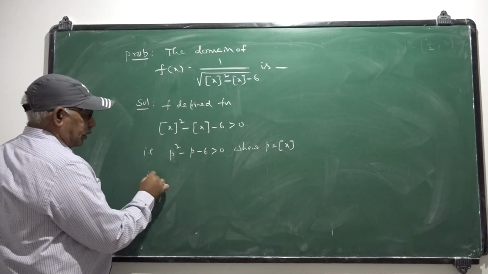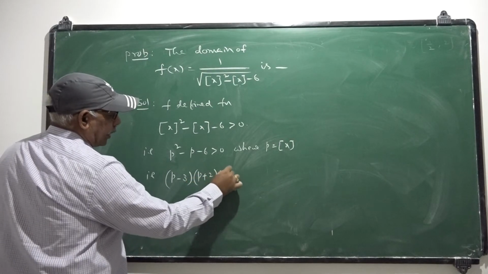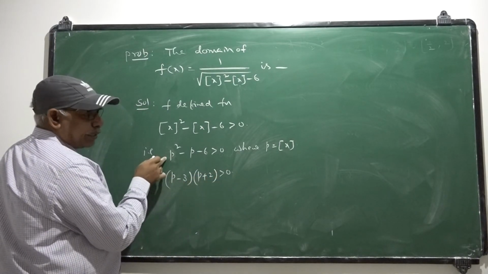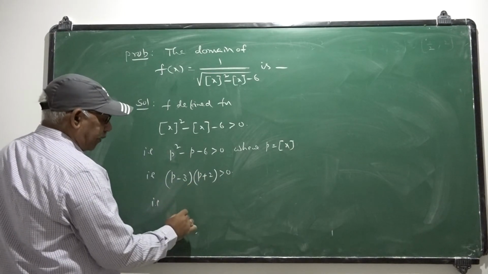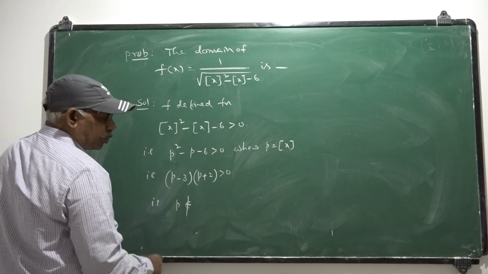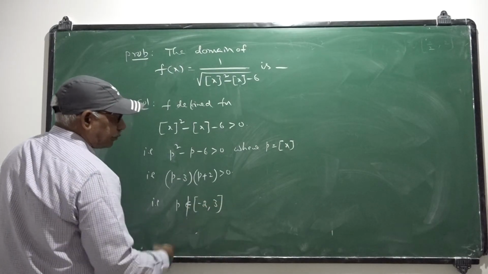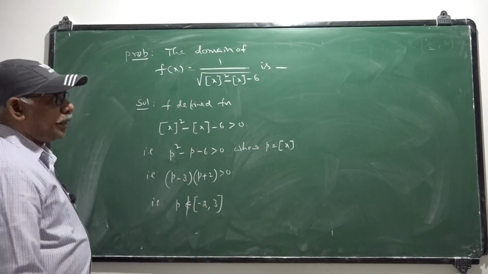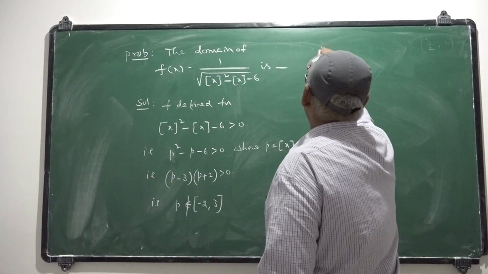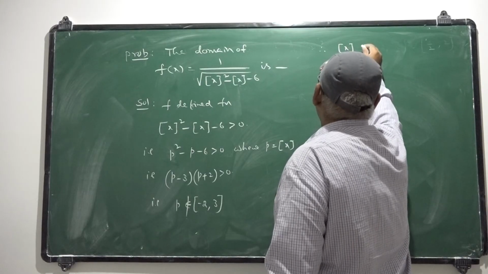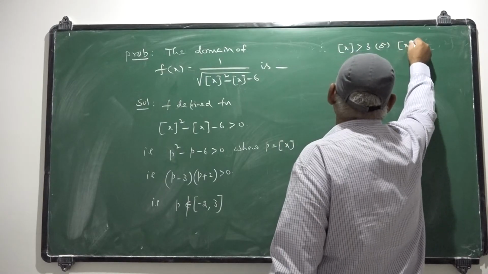That gives us (p minus 3)(p plus 2) greater than 0. Here the p square coefficient is 1, positive, and the expression is also positive. Both take the same sign. Hence p does not lie between the roots, that is, it does not lie between minus 2 and 3. So p is more than 3 or less than minus 2. Therefore step x is greater than 3 or step x is less than minus 2.